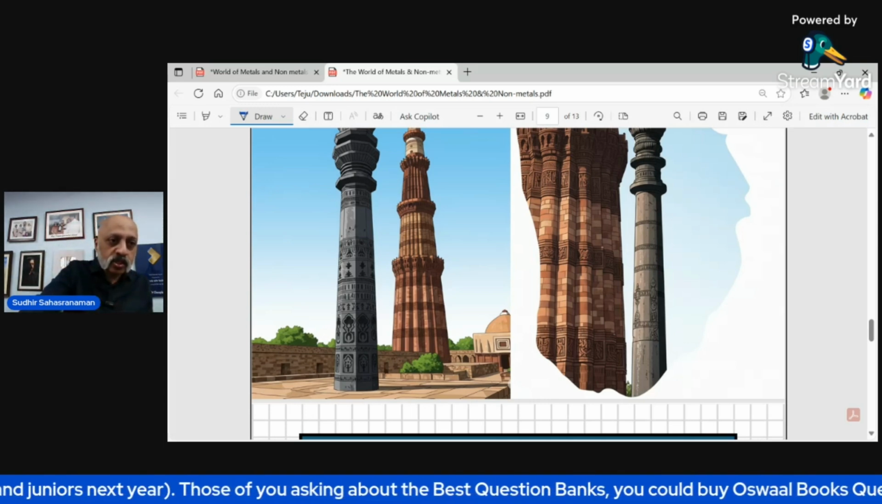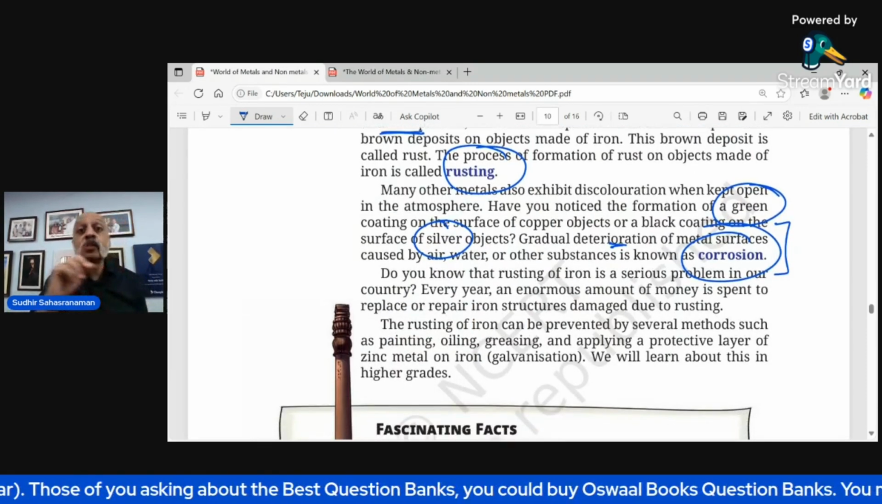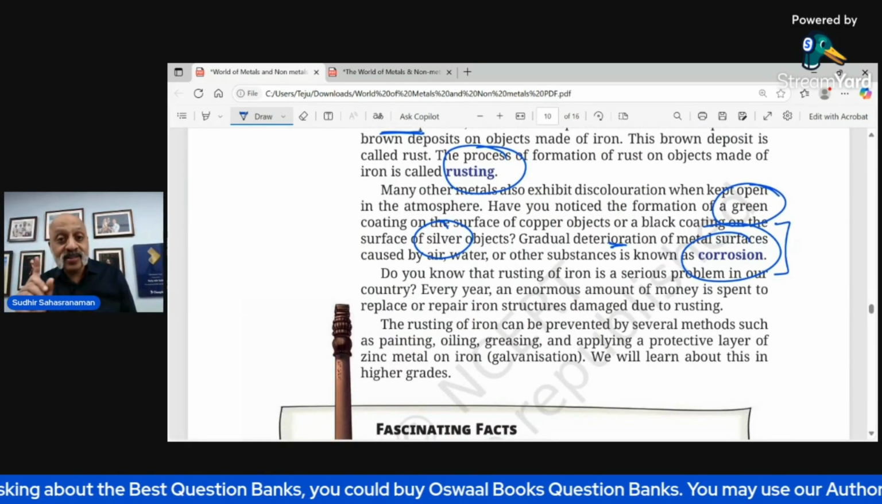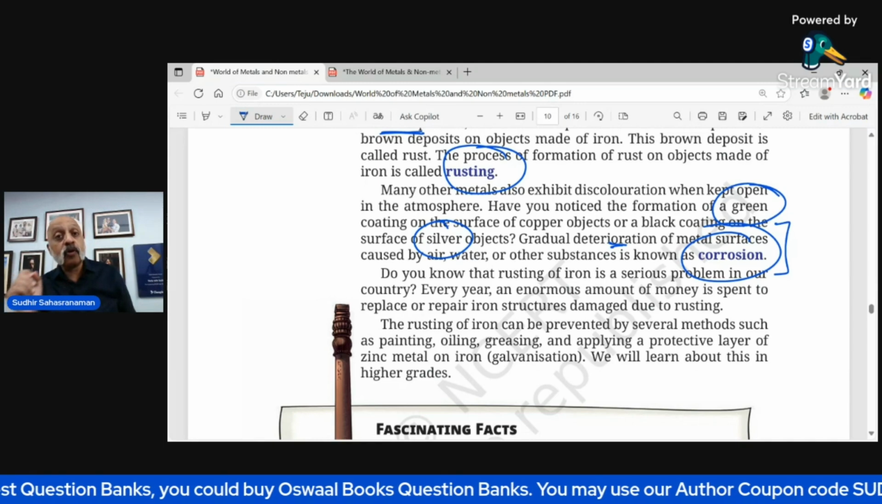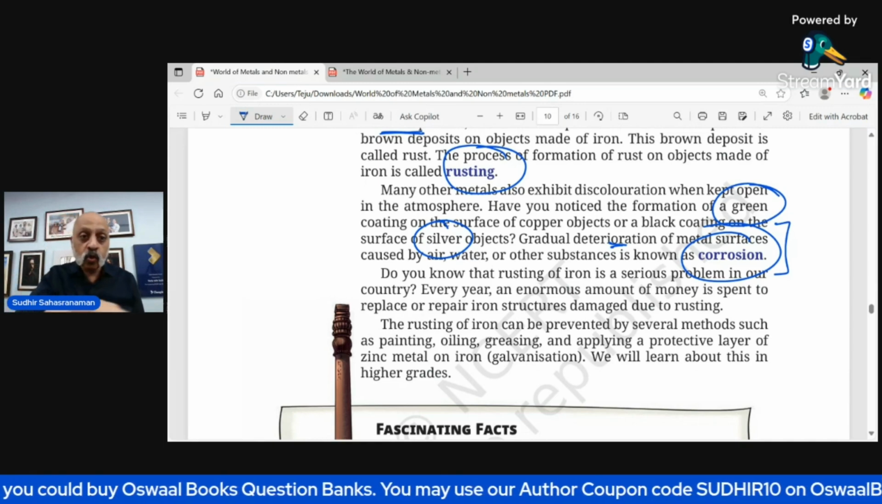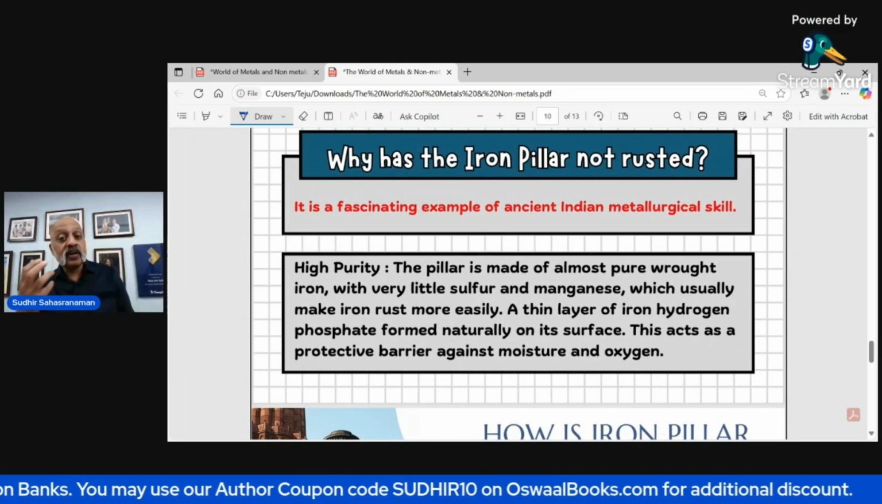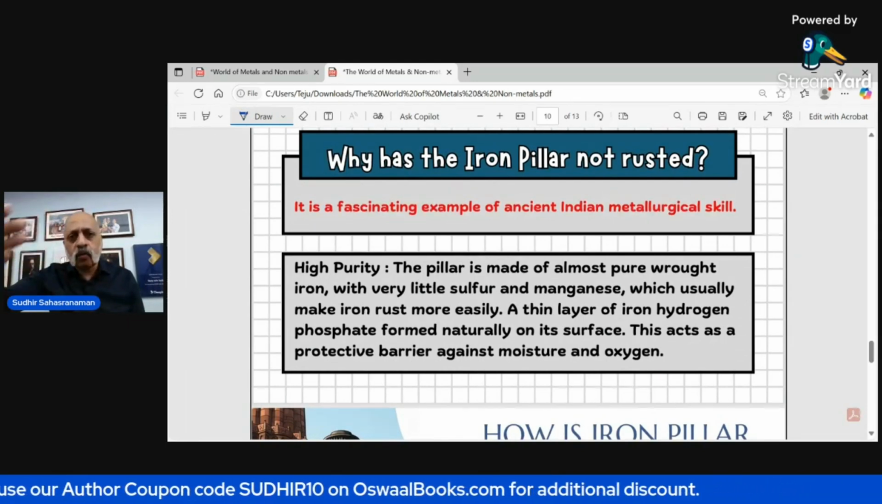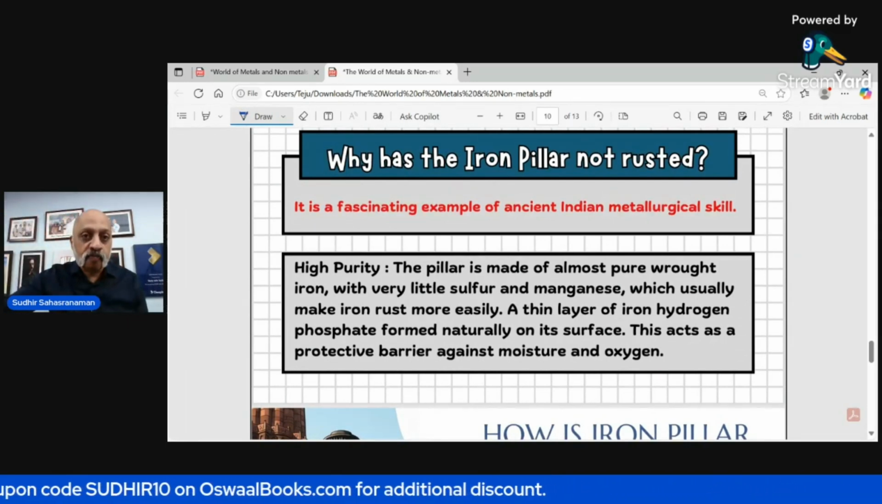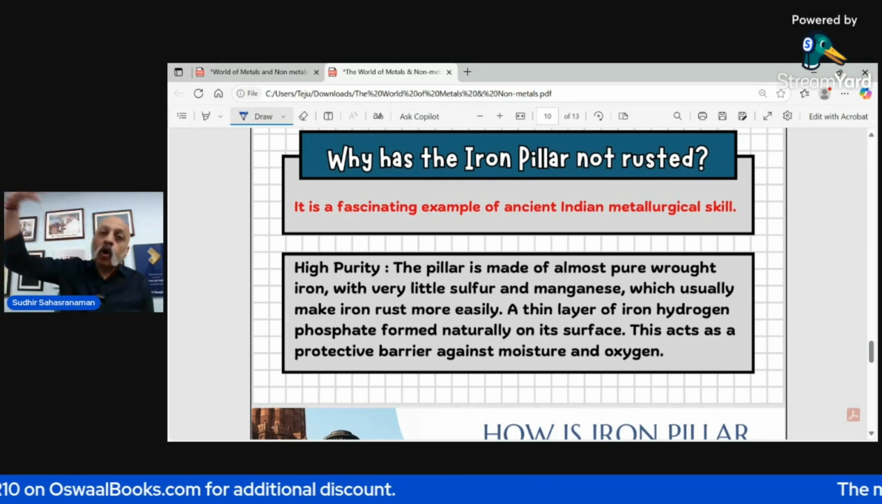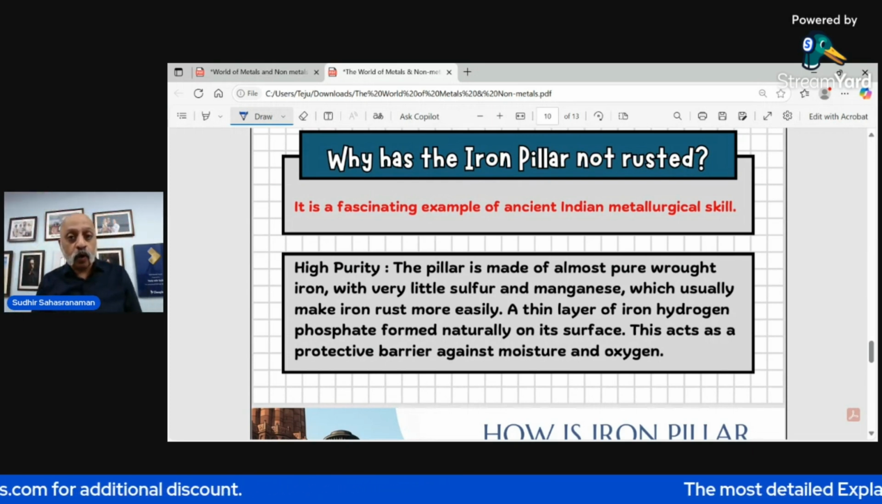Now, the interesting story about this is that it does not rust. It has not rusted at all, despite being there for so many years. So why hasn't it rusted? It is a fascinating example of Indian metallurgy, which is the study of metals, because of the quality of Indian metallurgy at that point in time.